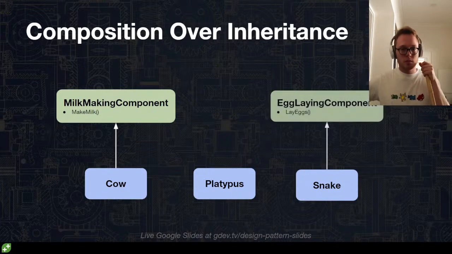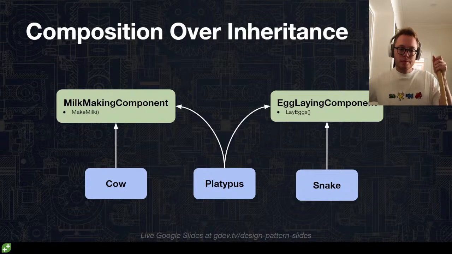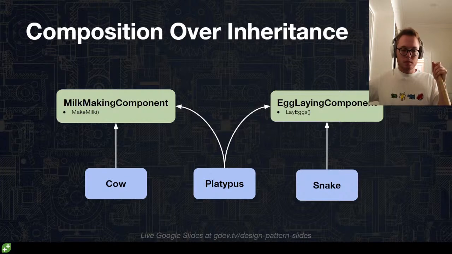And the snake could have an egg laying component and similarly could call to that functionality, and now the platypus has a very easy choice of simply including both, being able to have a milk making component and an egg laying component. And composition and inheritance isn't an either-or situation. You could easily have both of these. You could have that the mammal has a milk making component, the reptile has an egg laying component, and then the platypus is a mammal but also has an egg laying component.